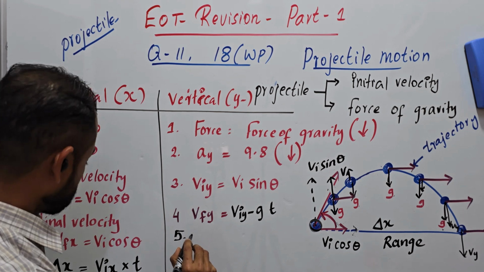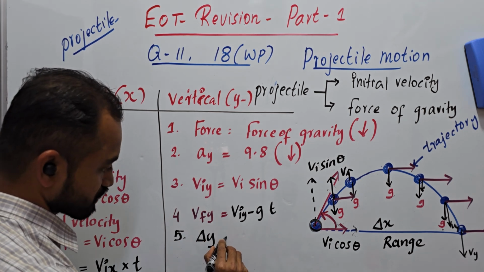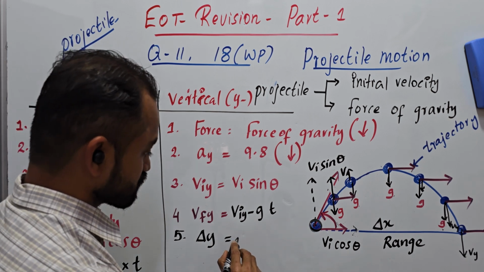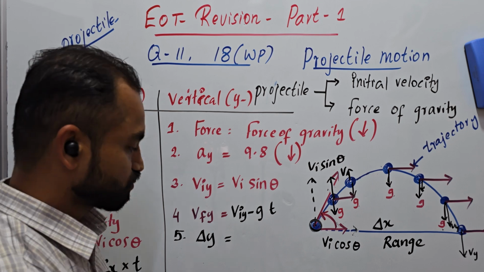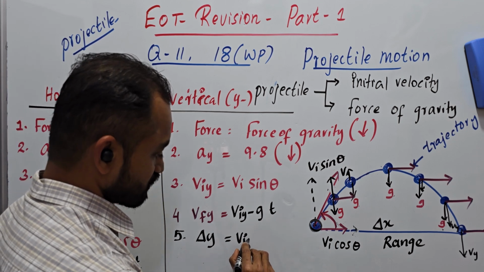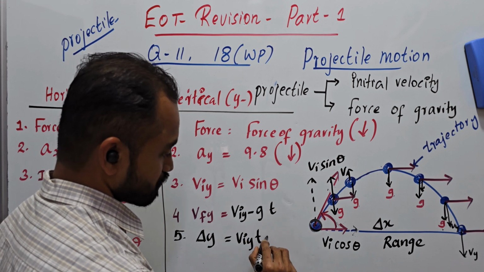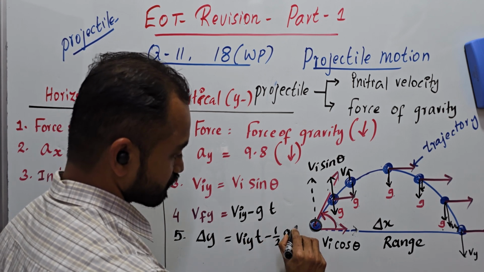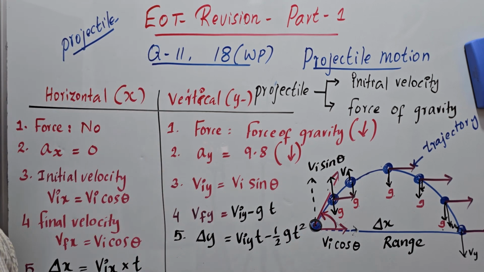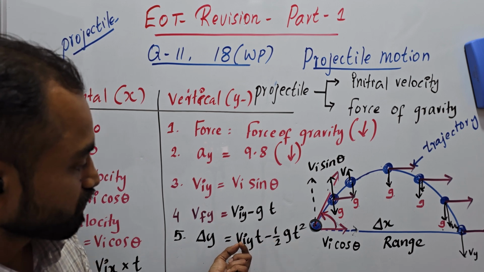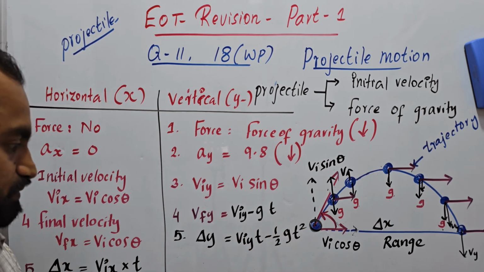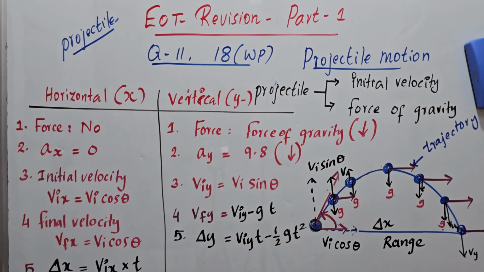Here the distance traveled along the vertical direction we can always calculate using this equation. You know this equation, these are the equations of motion: the initial velocity in the y direction into time minus half acceleration multiplied by t square, that is, vi into t plus half at square. Here the acceleration is negative because it is downward, that is why we wrote minus here. Yes, these are the kinematic equations for the y direction.